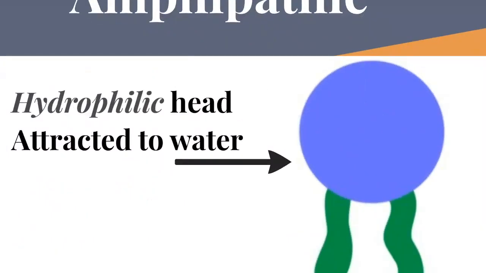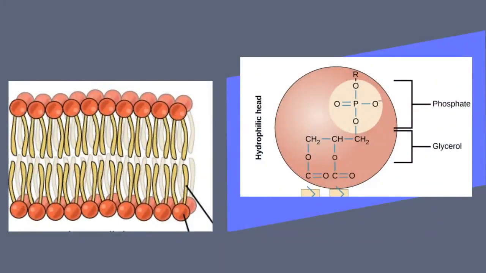The hydrophilic or water-loving head contains a negatively charged phosphate group as well as a glycerol. The hydrophilic heads in a membrane bilayer face out, touching the water both inside and outside the cell. Since water is a polar molecule, it's ready to form interactions with the phospholipid heads that love water.